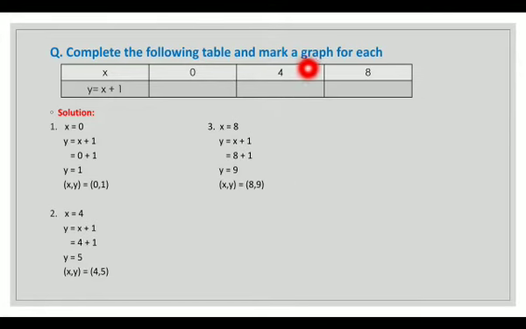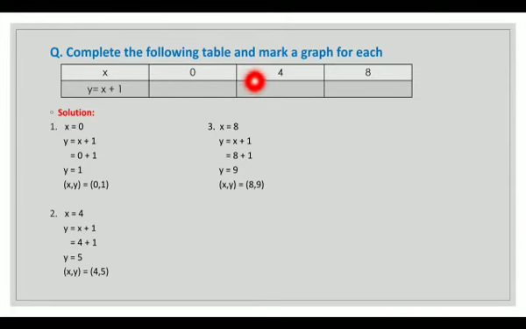Complete the following table and mark a graph for each. Now we have been given the x coordinate. We have to find the corresponding y coordinate for the equation y equals x plus 1. So when x is 0, substitute the value of x in this equation. So 0 plus 1, which is 1. So y equals 1. So x comma y equals 0 comma 1. So for x we have got the y coordinate.